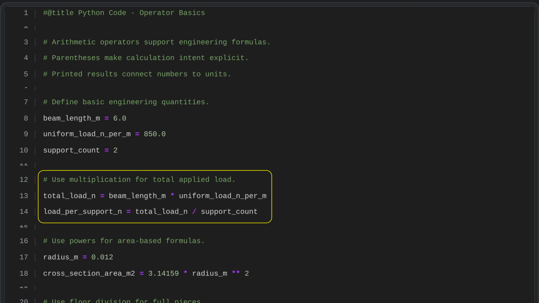First, multiply the beam length by the uniform load to get the total force on the beam. Then divide that total force equally among the supports, so each support carries the same share of the load.